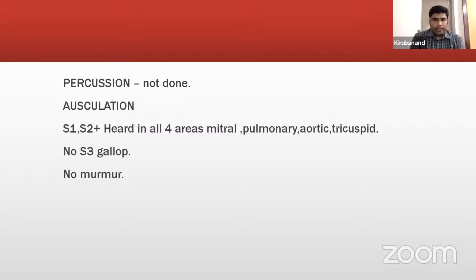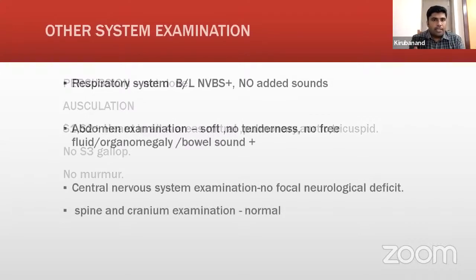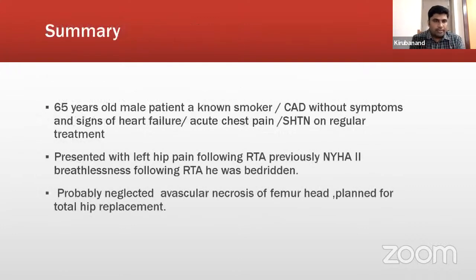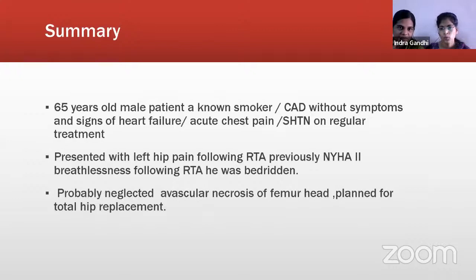Okay. So can one of you summarize what are the positive and important negative findings from your history and examination? 65 years old male patient, a non-smoker and CAD without signs and symptoms of heart failure, not on acute chest pain. There is a known systemic hypertension on regular treatment, presented with a left hip pain following RTA. Previously, NYHA class 2 breathlessness. Following RTA was bedridden. It's probably a neglected avascular necrosis of femur head, planned for elective total hip replacement, sir.